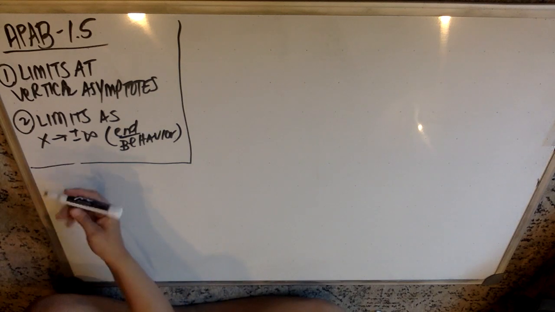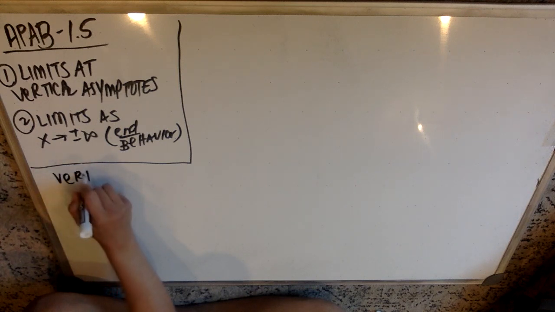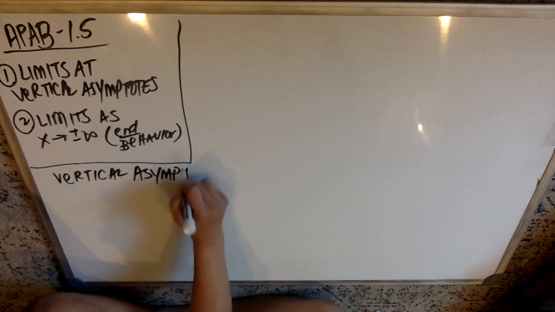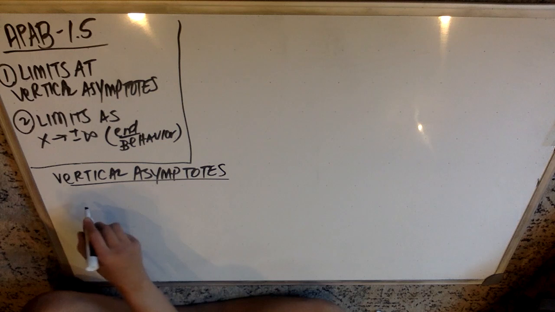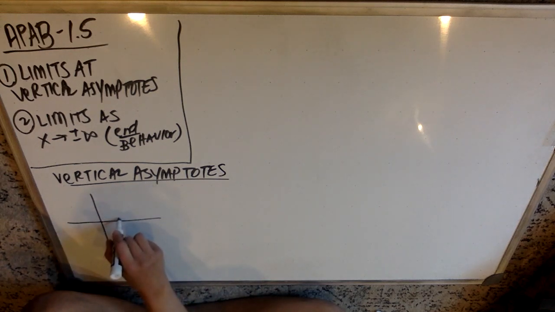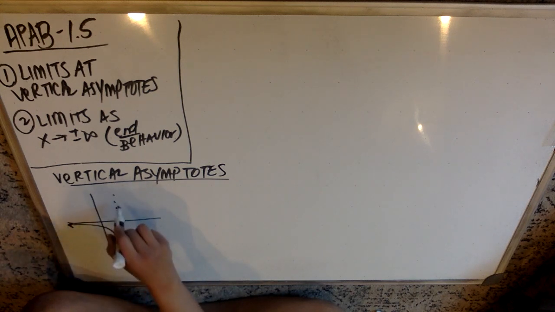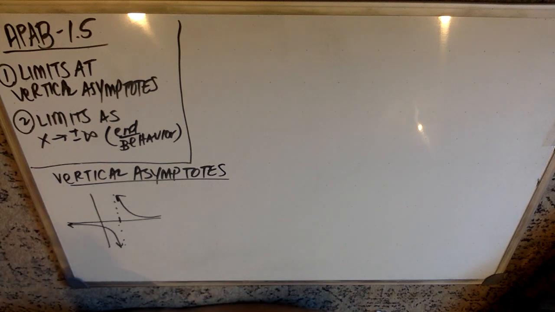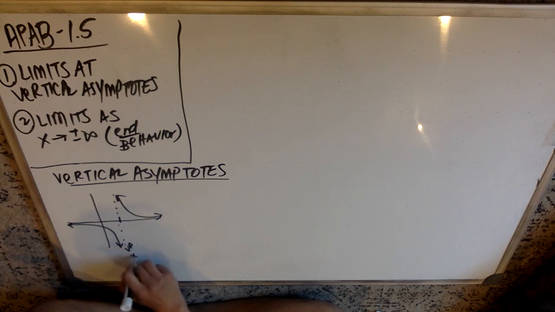So here's a visual of the way vertical asymptotes generally look. Sometimes vertical asymptotes look like this. I'm going to put an asymptote at x equals 1, and we're going to have this go this way and this go this way. This is the graph of 1 over x minus 1, for the record. So here's a vertical asymptote at x equals, let's say, 1.